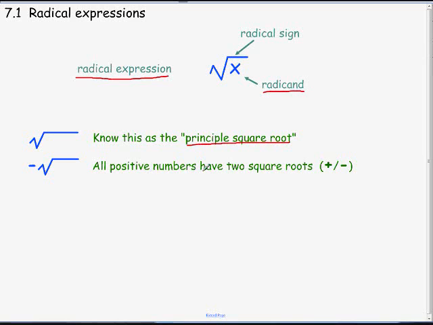All positive numbers have 2 square roots. For example, 4. If we take the square root of 4, what would that be? 2 times 2. So the square root of 4 can be 2.